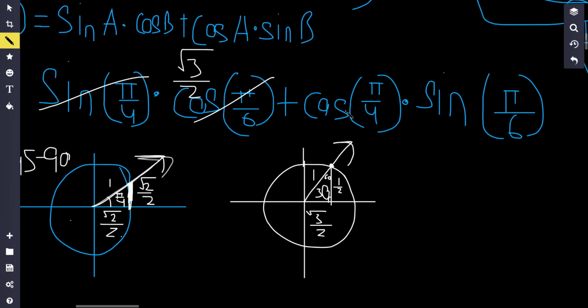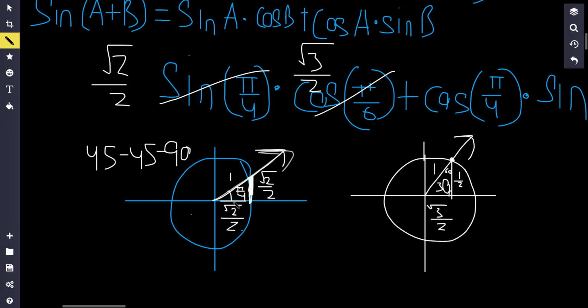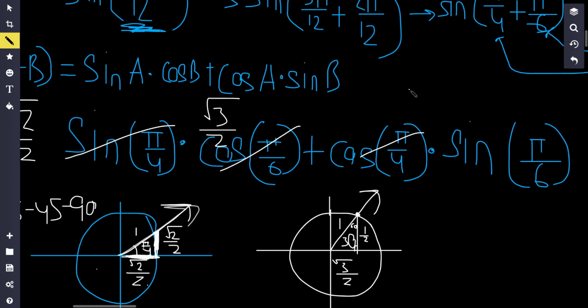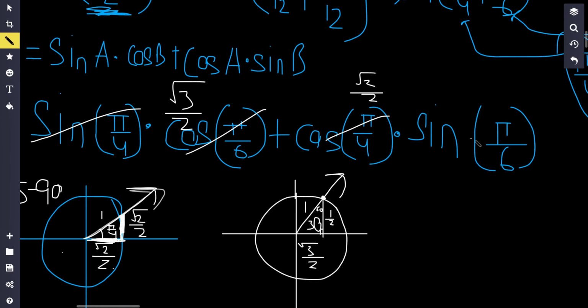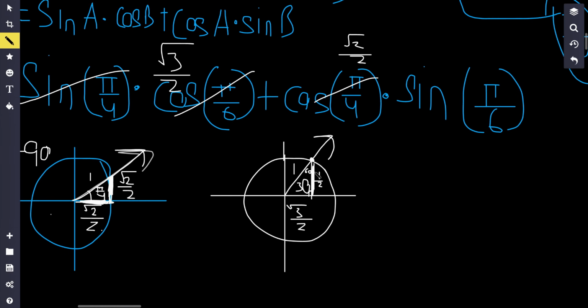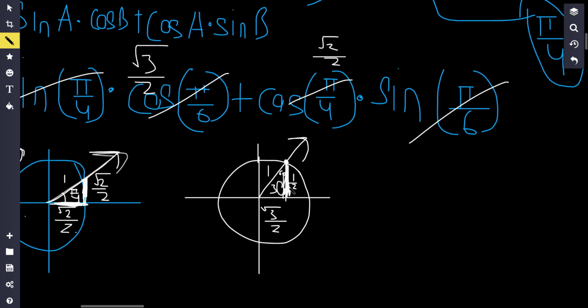Now, what's cosine of pi over 4? Once again, we can use this diagram. Cosine is representative of the x value, so it's just going to be root 2 over 2. And sine of pi over 6, well, sine is represented by the y value in this triangle, so this is just going to be equal to 1/2.